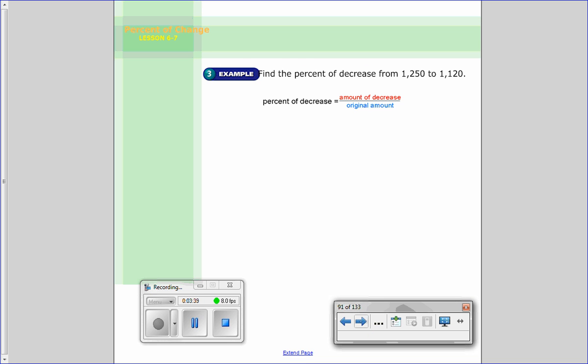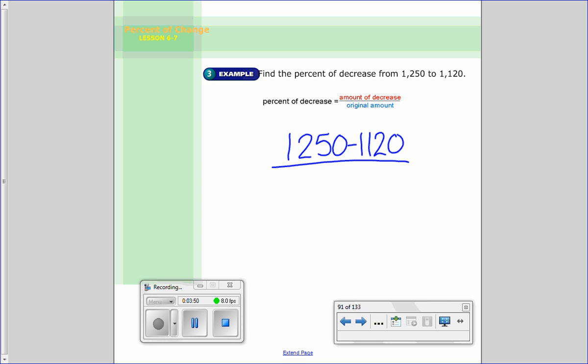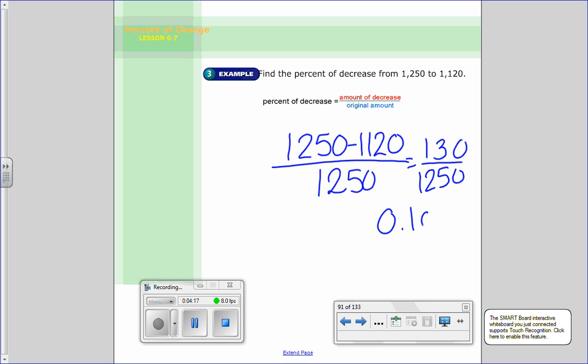So here we go. Find the percent of decrease from 1,250 to 1,120. To do that, we have to find the change. You'll notice I'm not taking the original number. I'm just starting with the bigger and subtracting it. So 1,250 minus 1,120, and I believe it's 130. Divided by 1,250. If you do that in your calculator, you get 0.104, but times that by 100, you get 10.4%.